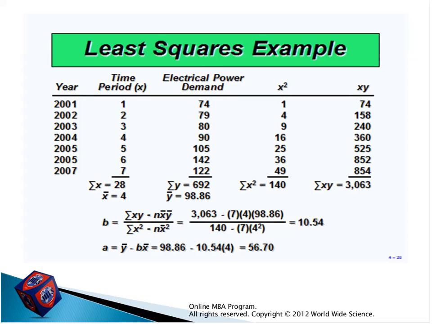And xy is x multiplied by y. 1 multiply 74 produces 74. 2 multiply 79 produces 158. 3 multiply 80 produces 240.